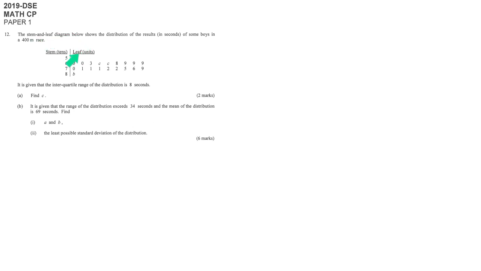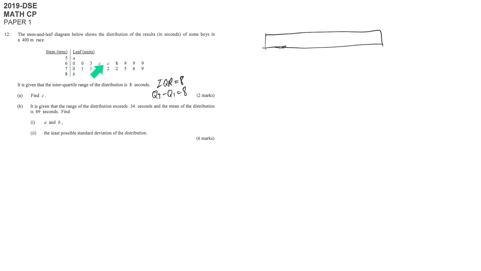Question 12 about stem and leaf diagram, and then they tell you that the interquartile range is 8 seconds. So it's given that IQR is equal to 8, which means Q3 minus Q1 is equal to 8. And then our target, they ask us to find C, then of course you predicted that Q3 or Q1 are related to C here. To get Q1 and Q3, of course we need the total number of data here.